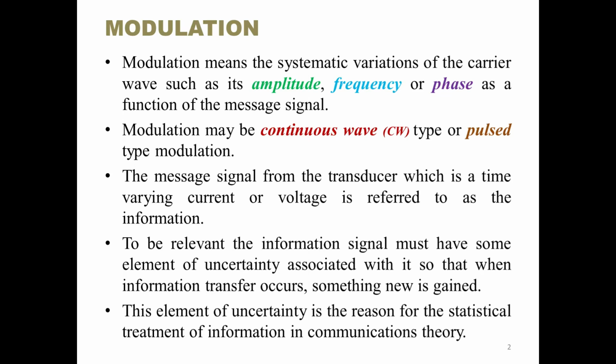Modulation means the systematic variations of the carrier wave, such as its amplitude, frequency, or phase, as a function of the message signal. Modulation may be continuous wave type or pulse type modulation. The message signal from the transducer, which is a time-varying current or voltage, is referred to as the information. To be relevant, the information signal must have some element of uncertainty associated with it so that when information transfer occurs, something new is gained. This element of uncertainty is the reason for the statistical treatment of information in communication theory.